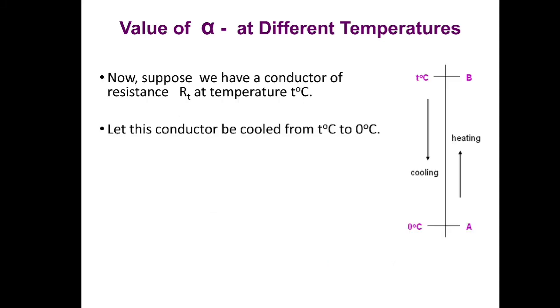Now suppose we have a conductor of resistance R_T at temperature T naught degree centigrade. Let this conductor be cooled. Initially it was a rise in the temperature, now it is a decrease in the temperature from T naught degrees to 0 degree centigrade. So obviously now the initial point is B and the final point is A.